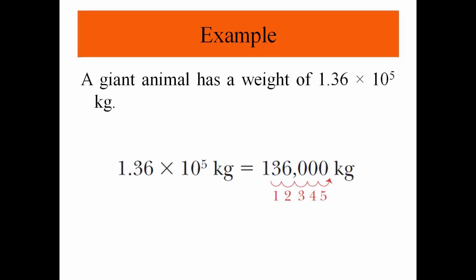Next example, a giant animal has a weight of 1.36 times 10 power 5 kg. We need to convert it to a normal form. So we have 5 zeros, so we have 1.36. If we move it by two places, it's going to be 136, and we need to put 3 zeros in front of it, or we can move it by 5 places. So we have 136,000. So as you see here, we have 3 significant figures and 3 significant figures as well.